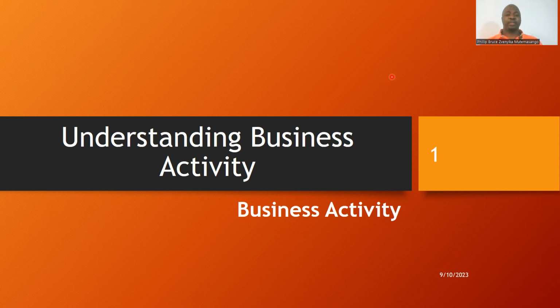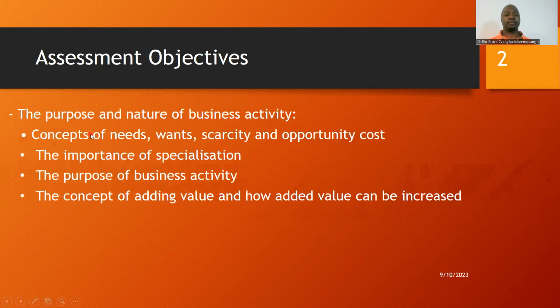So, to begin with, let us see which areas are going to be covered in this topic. Number 1, the concepts of needs, wants, scarcity, and opportunity cost. Number 2, the importance of specialization. Number 3, the purpose of business activity. Number 4, the concept of adding value and how this value can be increased.